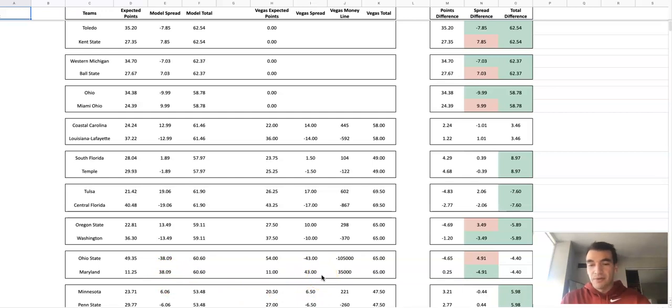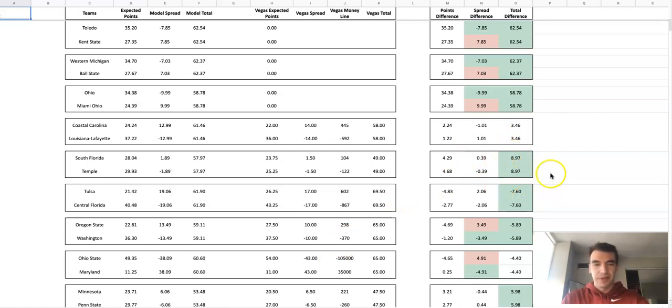At those numbers, I don't really want to touch that, especially with Ohio State really just running over teams. I don't want a part of that, even though the 43 is a lot of points. I probably won't touch it because I know that there are plenty of games later that day that I really want to attack. And so then total difference.